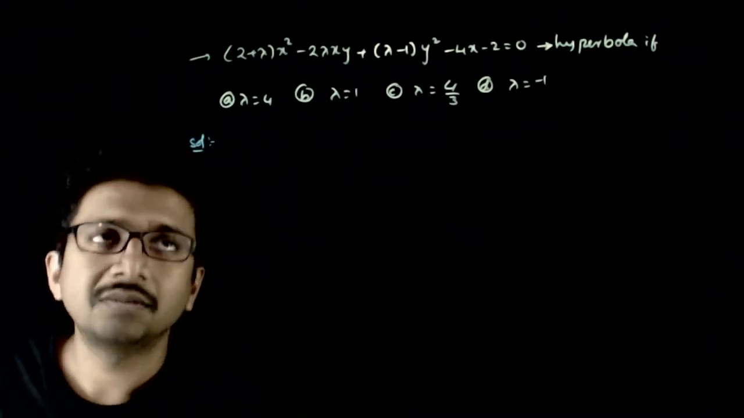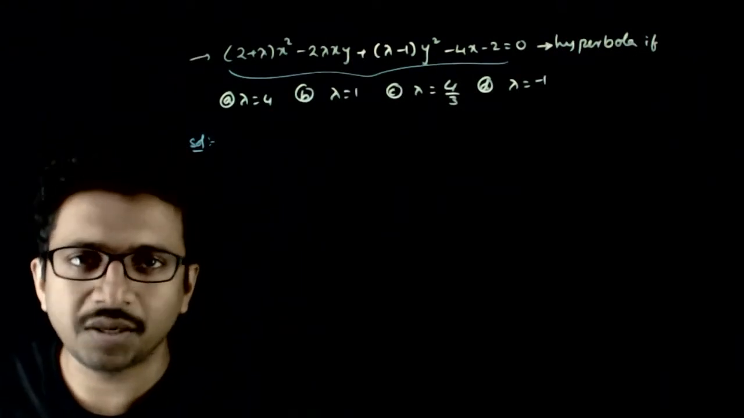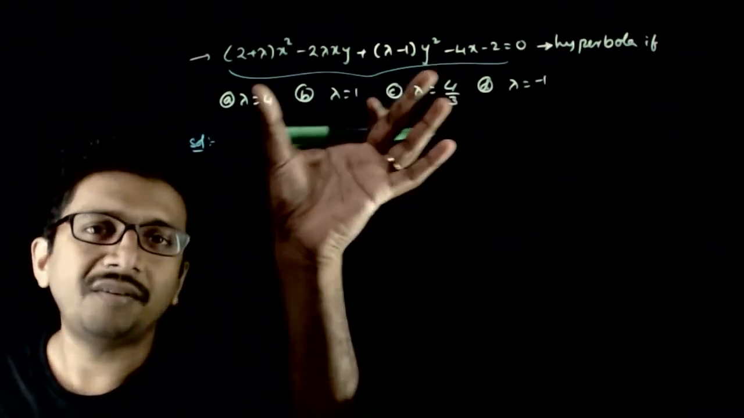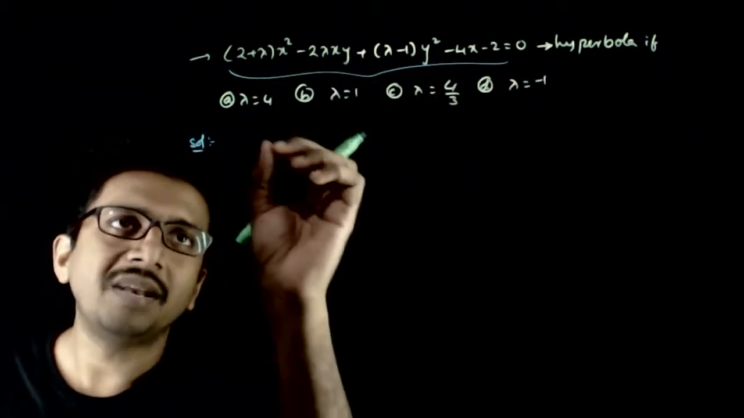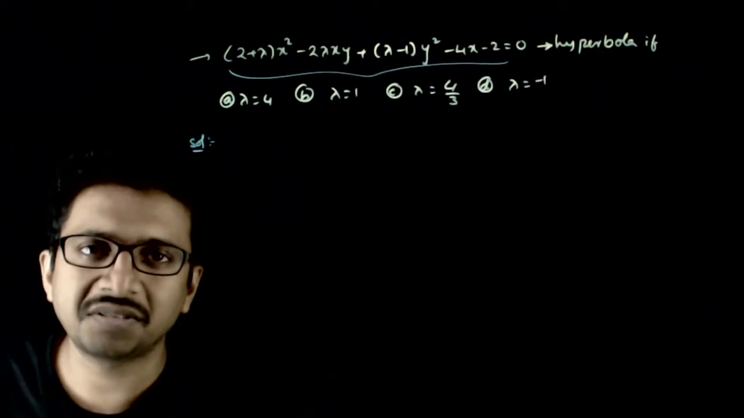So welcome students. In this question, you're given a general second degree equation in x and y, and you're asked to see that if this represents a hyperbola, lambda is equal to which of these numbers. So what is the theory of this question?